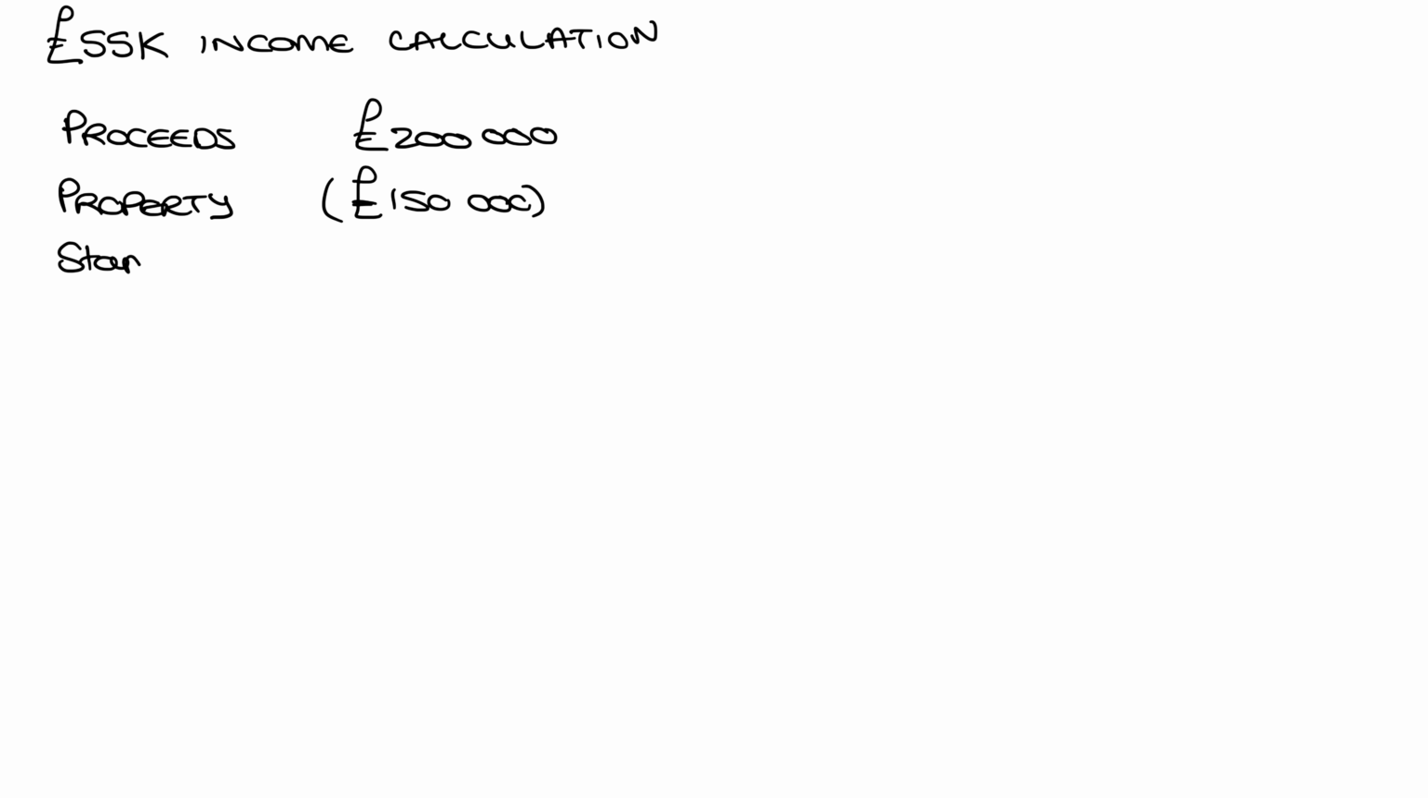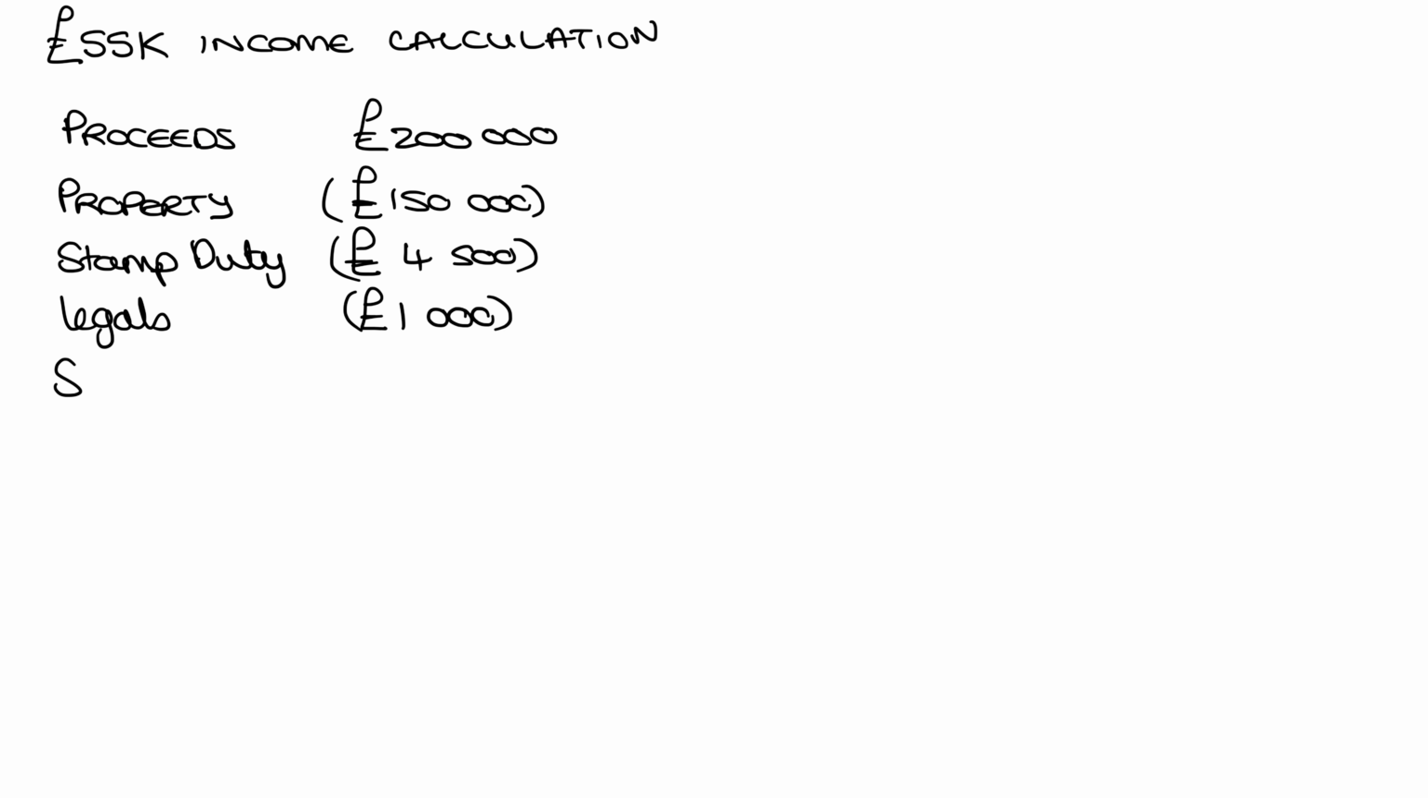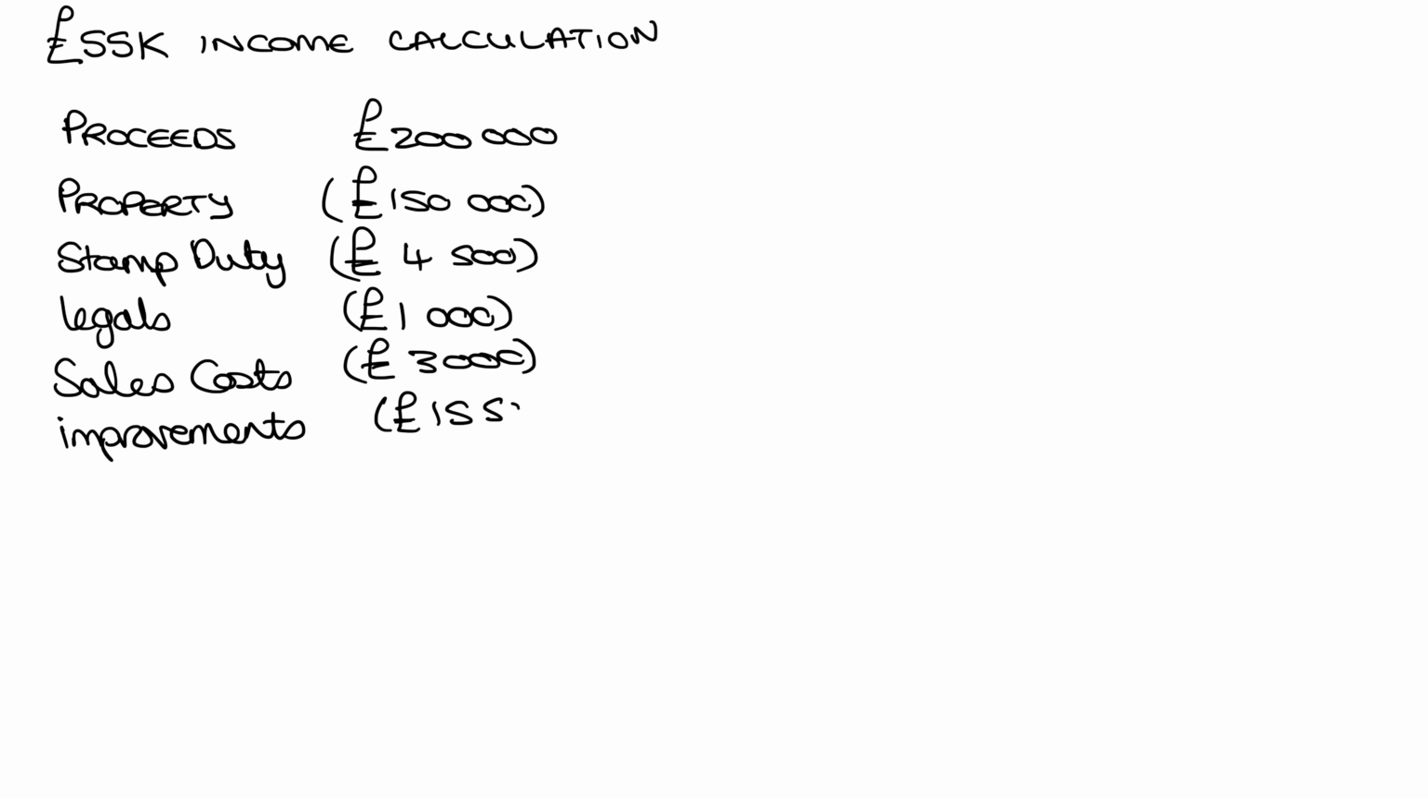We have our stamp duty, which is at 4,500. Our legals, which will be at £1,000. Our sales costs, which are at £3,000, and our improvements, which are at 15,500, which give us a nice healthy gain of 26,000. Now this is our gain, as we said in our previous calculation, before our annual allowance.